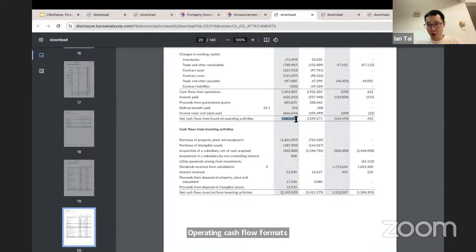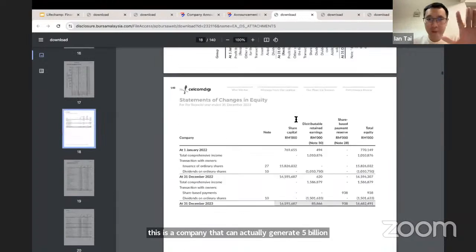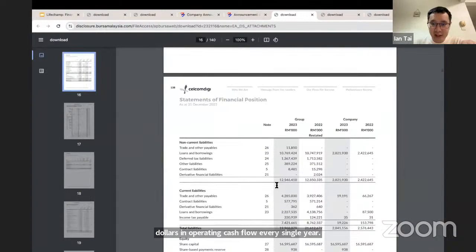Which in the case of Celcom, it's always about telco, all right? So how many billions does it generate? So let's assume that this is a company that can actually generate $5 billion in operating cash flow every single year. So 5 billion, and then the debt is actually 12.5. So you take 12.5 divided by 5 billion, you should get a figure of 2.5 years. All right.